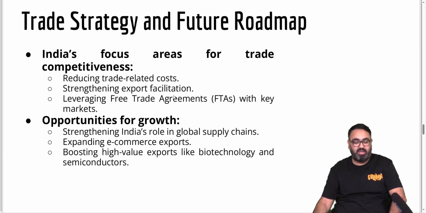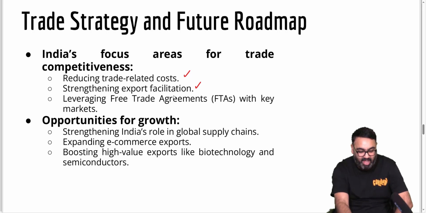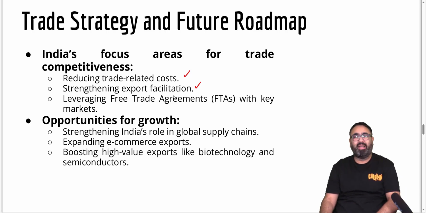What is it that India is focusing on in the future to build a robust roadmap? Number one, India is trying to reduce trade-related costs and strengthen our exports. How? By signing as many free trade agreements as possible. We are in talks with countries such as the UK. We have already finalized agreements with UAE and Australia, but other countries are also in focus.